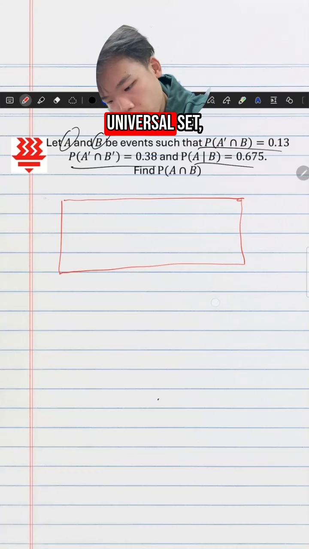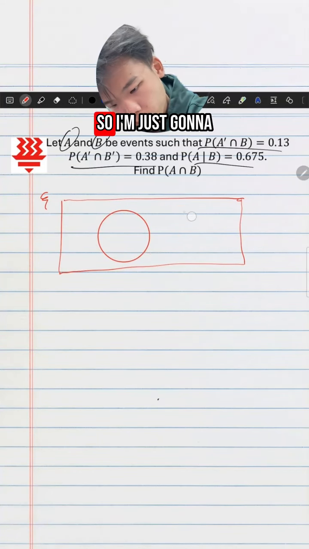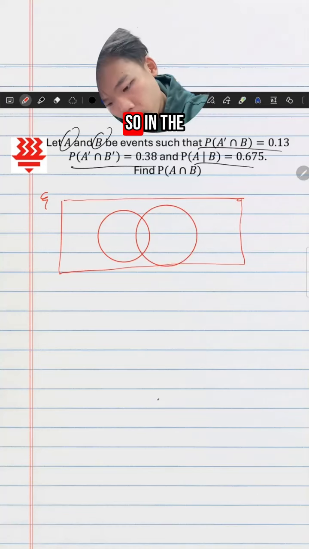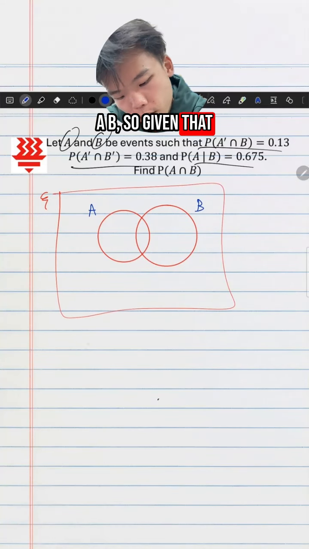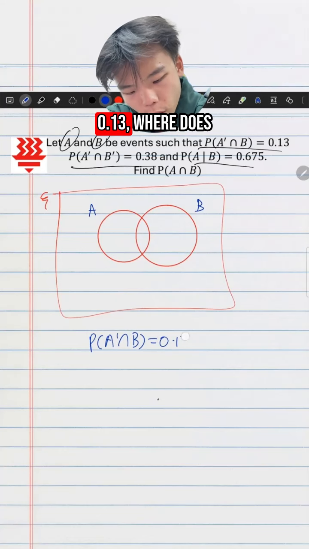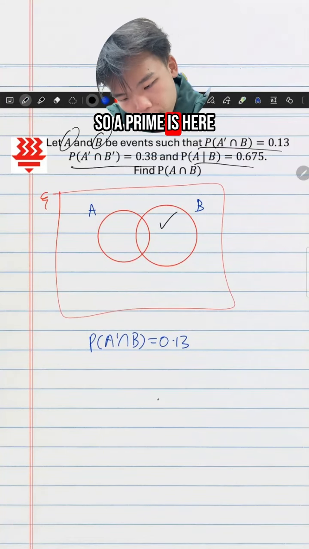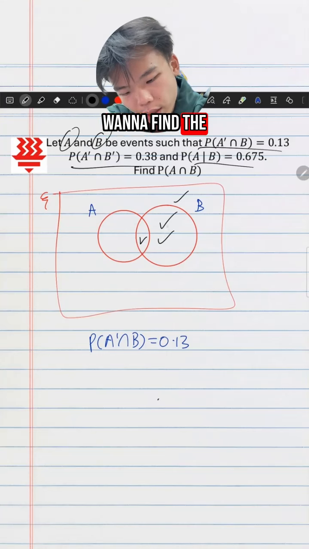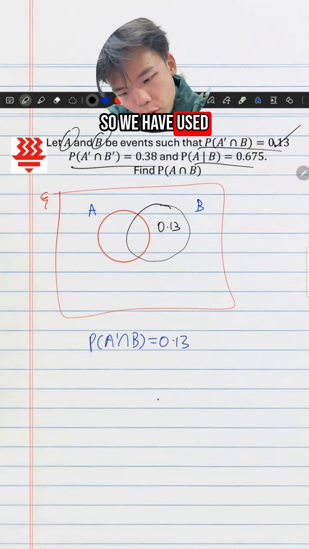Right, so this is the universal set, and then over here I have A, and then over here I have B. I'm just going to draw the B a little bit bigger. So in the universal set, over here I have A, B. Given that the probability of A prime intersect B is 0.13, where does that actually fit inside the Venn diagram? A prime is here and B is here. If you want to find the intersection, that means this value over here is 0.13. So we have used up the first information.